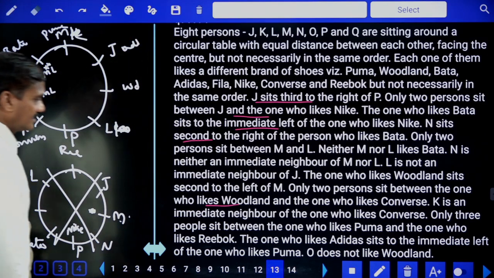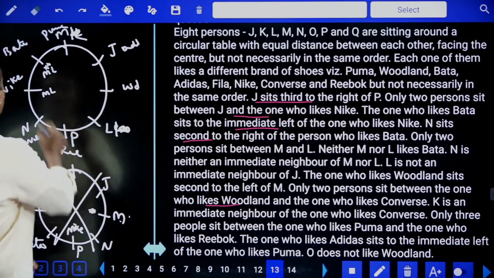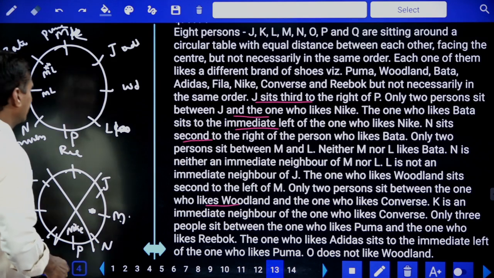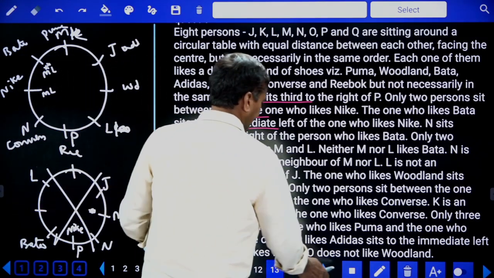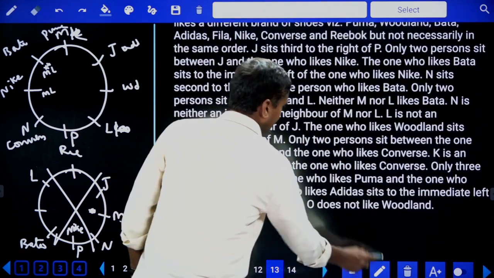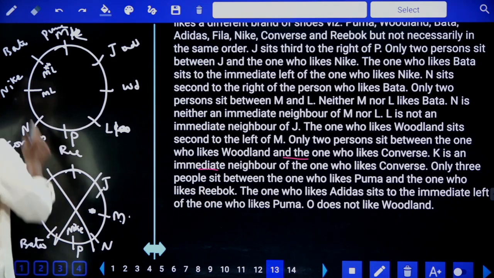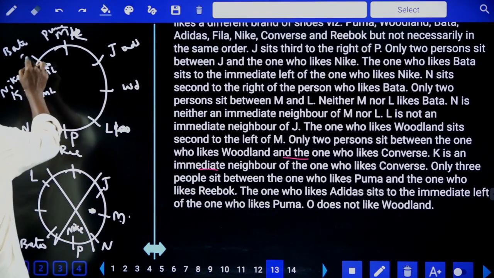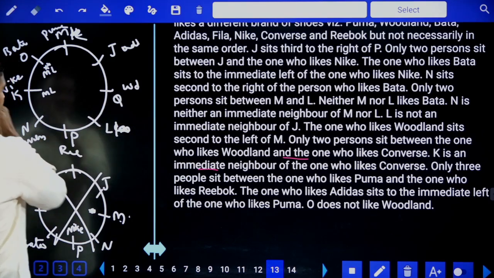Done? And next one, O does not like woodland. O cannot be at this place, hence O is here. O cannot be at this place. Then tell me who is the person left over here? K is an immediate neighbor of the one who likes converse. K is an immediate neighbor of the one who likes converse and information. K is an immediate neighbor of, K is here. If K is here, O cannot be here. O must be bottom. If O is bottom, who is the person left over here? Q is the person left over.